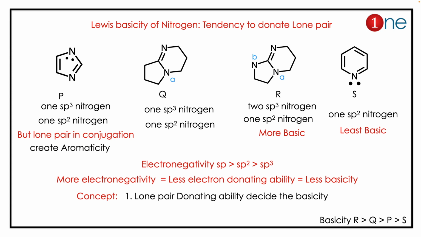Here let us analyze what hybridization is inside. If you look at P, it has one sp3 and one sp2 nitrogen. The problem is the sp3 nitrogen's electron is involved in conjugation to create the aromaticity. Then Q, 2 sp3 and 1 sp2, then S, 1 sp2 nitrogen. So if you look at it, more sp2 nitrogen means more acidity, which is R, then comes Q, then P, finally S. The concept you have to learn here is that lone pair donating ability is decided by hybridization. In hybridization, sp is more electronegative, then sp2, then sp3.